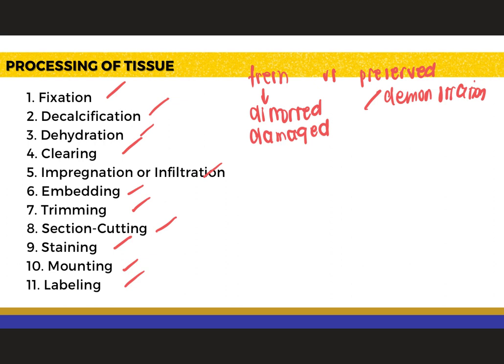And please remember that the volume should not be less than 10 times of your tissue. So the procedures in your tissue processing will be thoroughly discussed in your histopath laboratory, like your clearing, impregnation, embedding, trimming, sectioning or section cutting, staining, mounting, and as well as your labeling. So that's all for your fresh tissue examination.